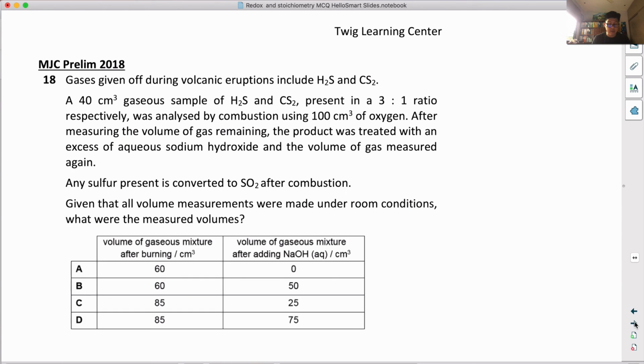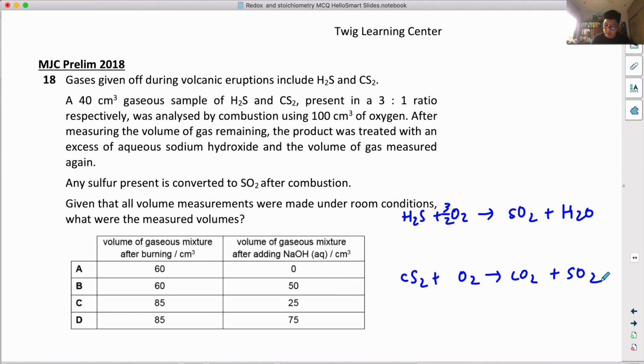Okay, let's look at question 18. Gases given off during volcanic eruptions include H2S and CS2. So I'm going to write both equations here. H2S plus oxygen will give you SO2 plus H2O. If you need to balance this, 3 over 2 for the oxygen. The other one, CS2 plus oxygen will also give you carbon dioxide plus SO2. These two are the gases. So to balance, I put a 2 here, and I put a 3 here. It's all balanced already.